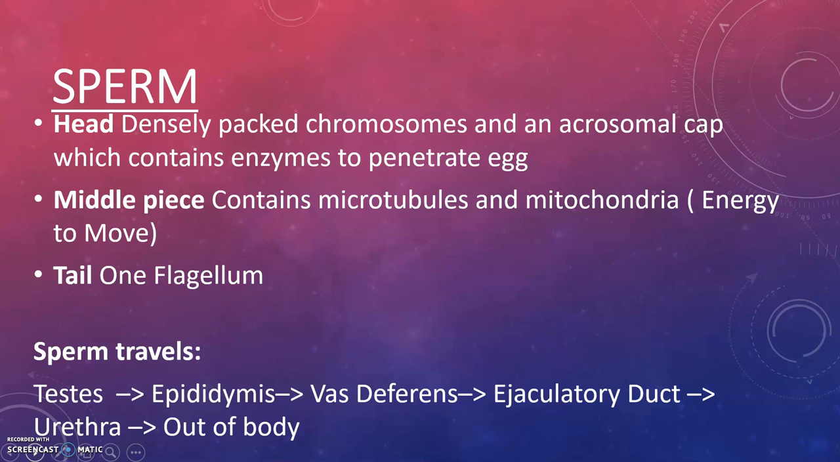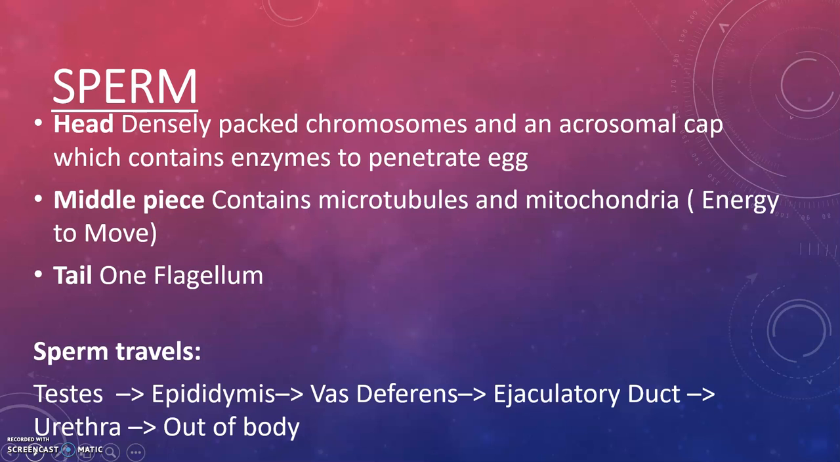Now, the head has mostly the packed chromosomes, and it has a tip or a chromosome cap, and that is going to contain enzymes that are going to allow for penetration of the egg. The middle piece is going to have mitochondria and microtubules, and that's going to give it lots of energy to move. The tail has the flagellum, and that is what's going to allow it for movement. It's typically one flagellum, but it could be more than one.